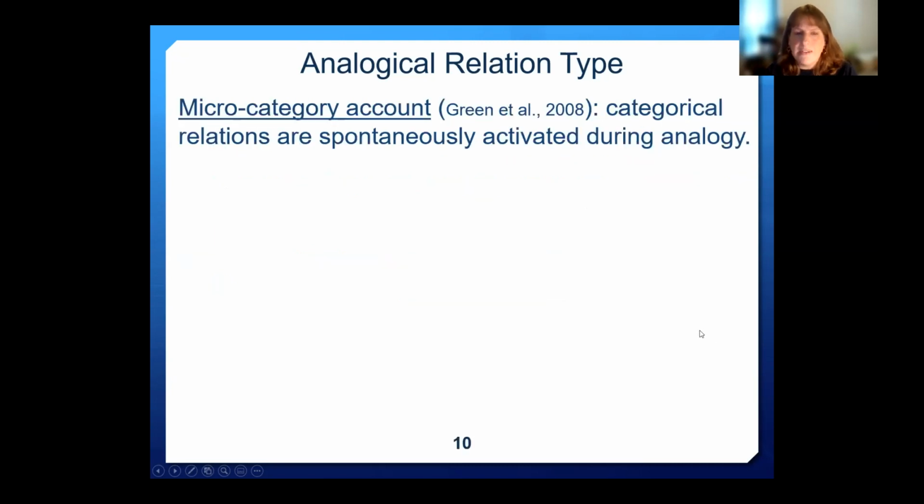There are several theories that would account for differences across the analogical relation types. One is the microcategory account by Adam Green and colleagues, in which they argue that the categorical relations are spontaneously activated during analogy. So then when you see an analogy with the word pair robin bird, when you see robin, its category is spontaneously activated.